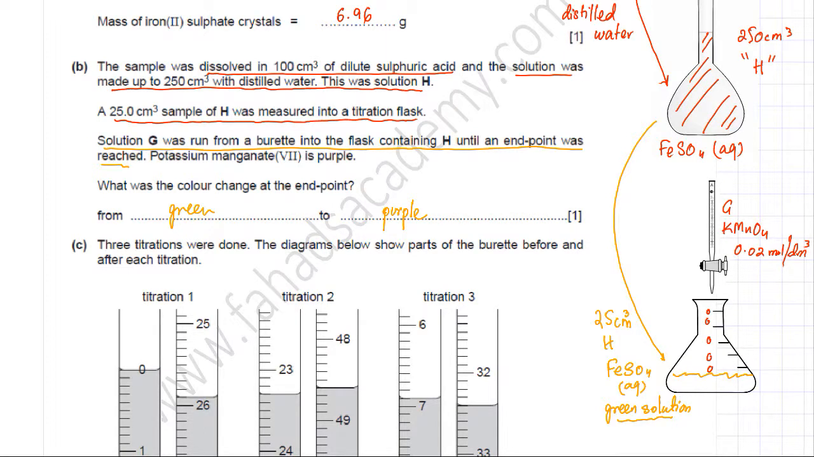And in the next part, he's saying that 3 titrations were done. The diagrams below show parts of the burette before and after each titration. So 3 separate experiments were done. We're basically interested in figuring out what amount of KMnO4 was actually added into the flask. Remember, the 3 separate titrations are done to improve the accuracy, because doing more experiments and taking the average would give you more accurate results. The burette diagrams for each titration are drawn over here.